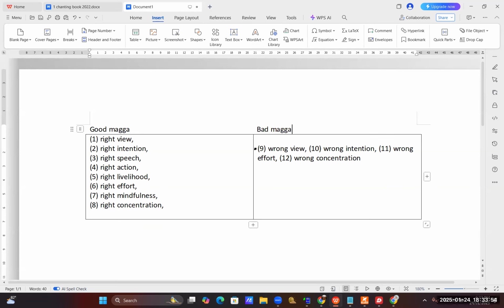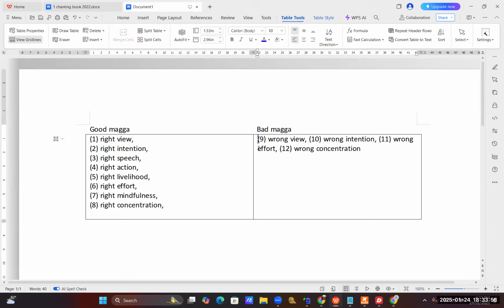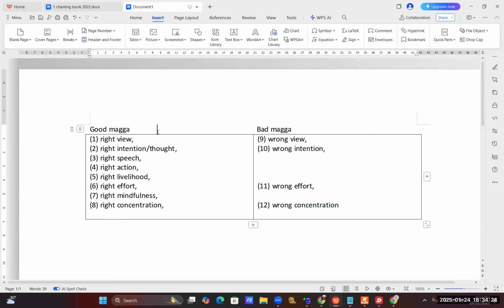okay. Now you can see the right view, you have wrong view. So effort and you have concentration, all right? So right view, right thought, speech, action, livelihood, effort, mindfulness, concentration. Okay, that's how you can see there are 8 of them, but bad magga, bad path, there are only 4 of them. Okay.